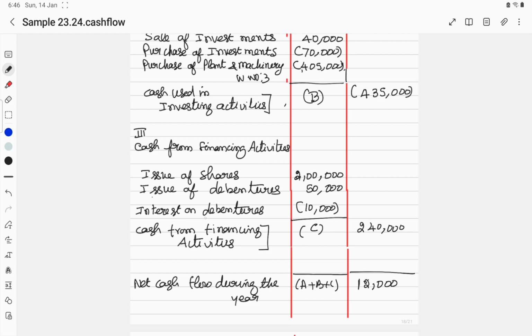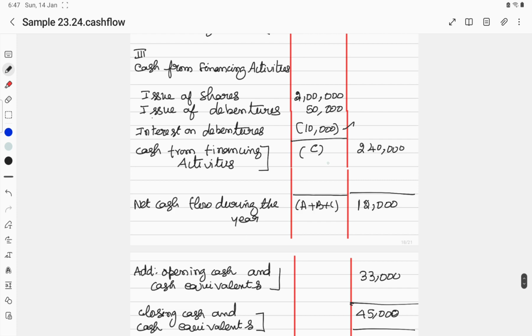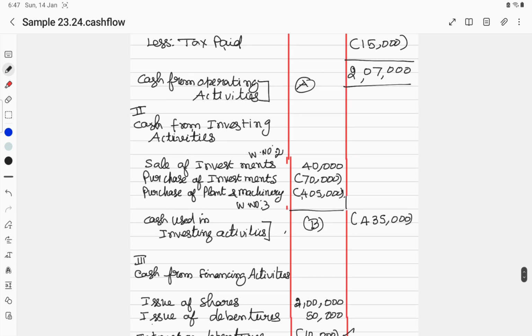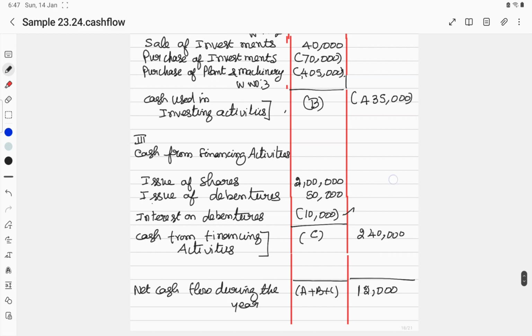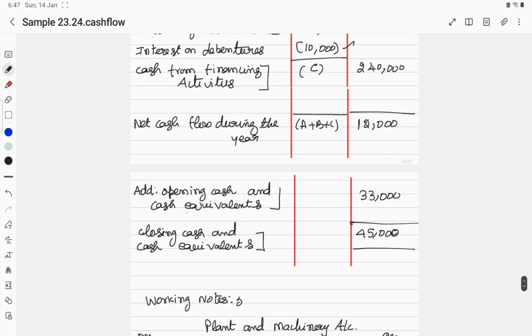Next one, cash from financing activities. Issue of shares 2 lakhs, issue of debentures 50,000, interest paid on debentures 10,000. Therefore, cash from financing activities 2,40,000. So, net cash flow during the year, total of A plus B plus C, we get 12,000. Then add opening cash and cash equivalents 33,000, closing cash and cash equivalents 45,000.